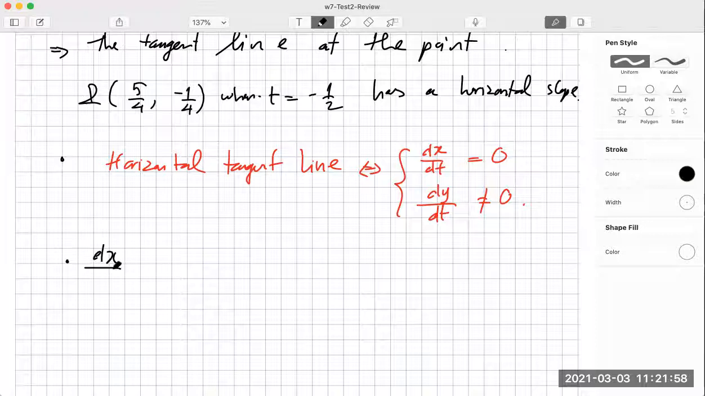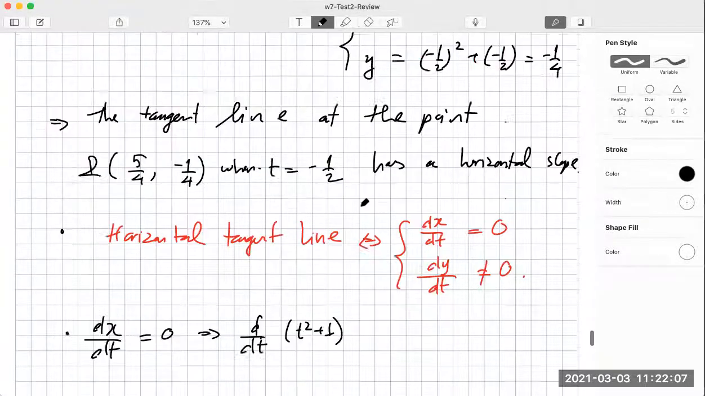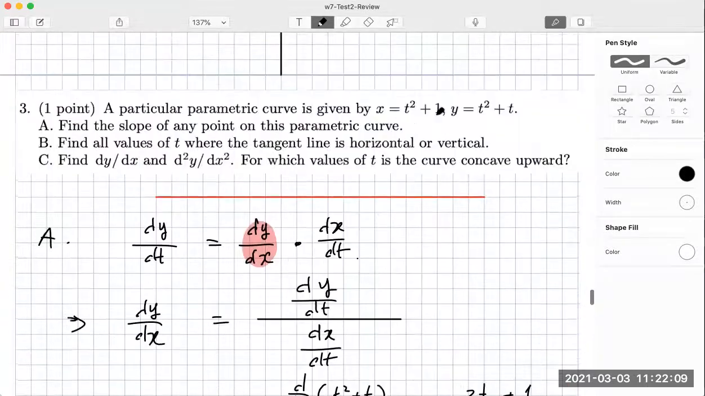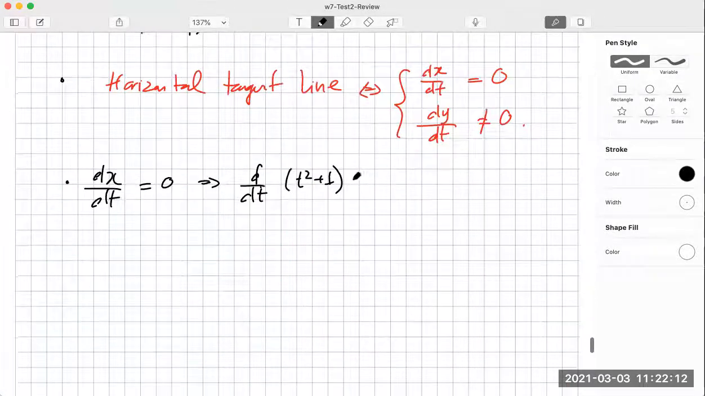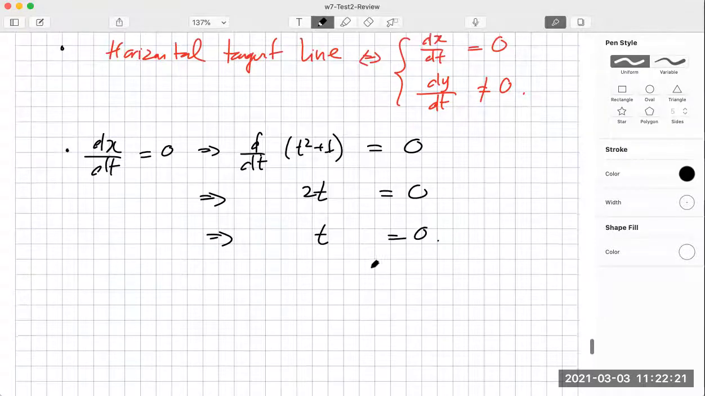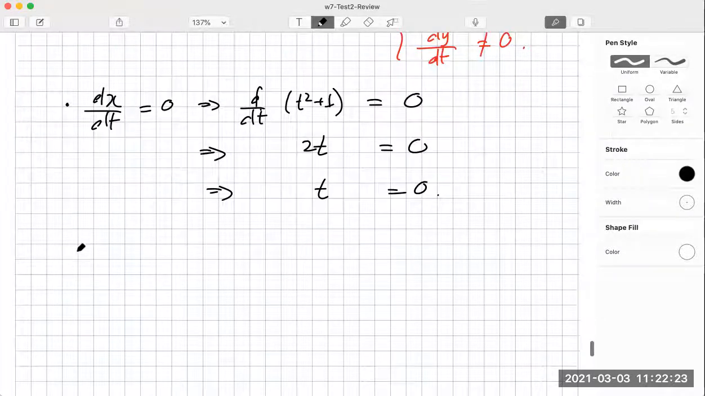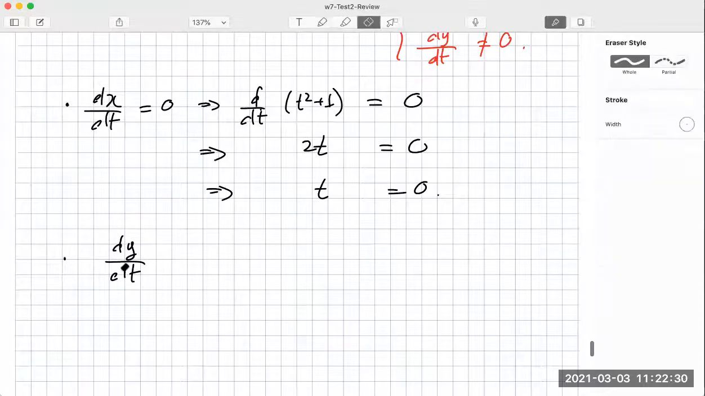So dx over dt equal to 0 is equivalent to the derivative of t squared plus 1, which is x, being 0, or 2t equal to 0. This implies t will be 0. So let us double check dy over dt, okay?